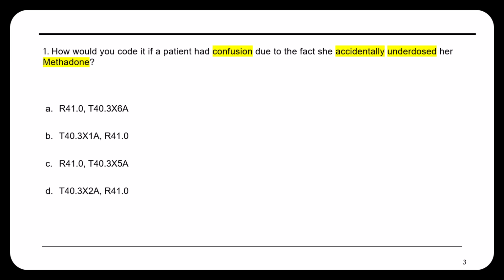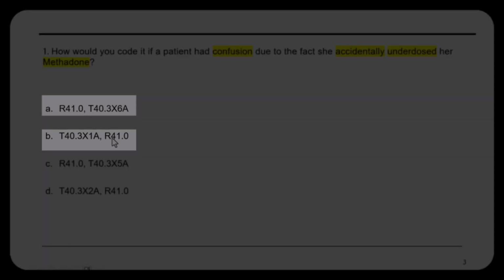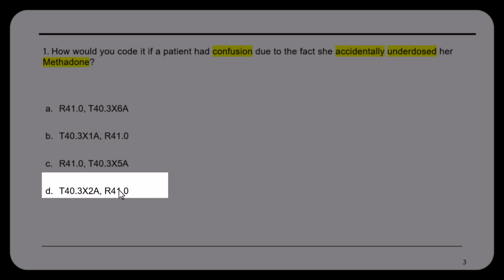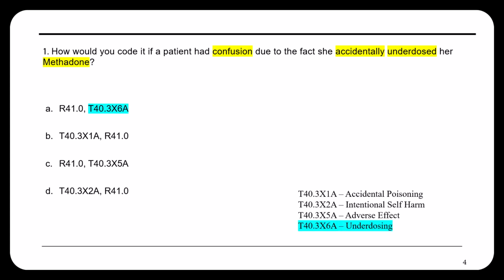Now, as I look at the answers, I see R41. It's here, down in part B, down in C, and down in D. It's in every answer, so I'm not going to even look at that code. I'm going to look at the T codes and see if I can make the decision on what the answer might be. I'm only going to read what R41.0 is if I can't figure it out based on the T codes. So let's look at the T codes.